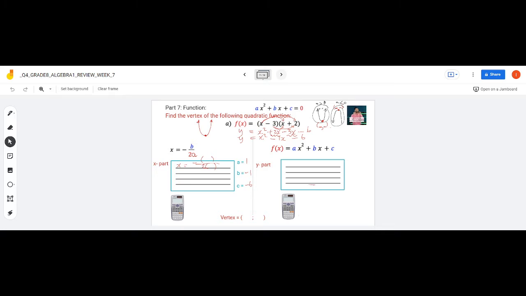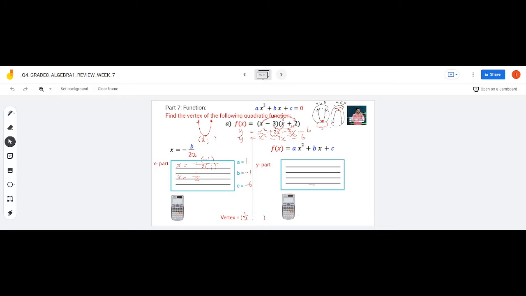So my b is negative 1 and my a is 1. Now, of course, you can just use a calculator to evaluate this, and you'll see negative and negative, that's positive. So we have positive 1 in the numerator and 2 times 1, which is 2. So we have a half for the x part. So it's a half. And now we just need to figure out the y part.